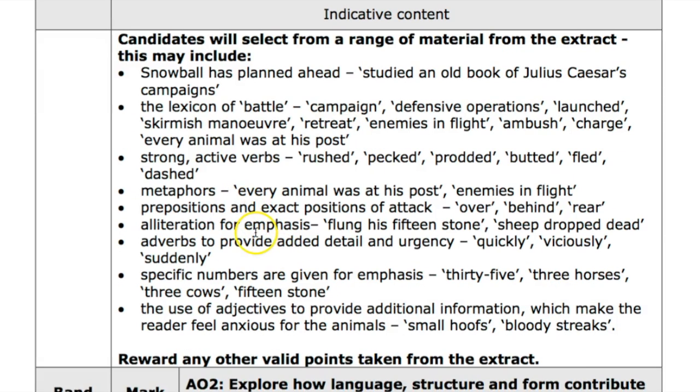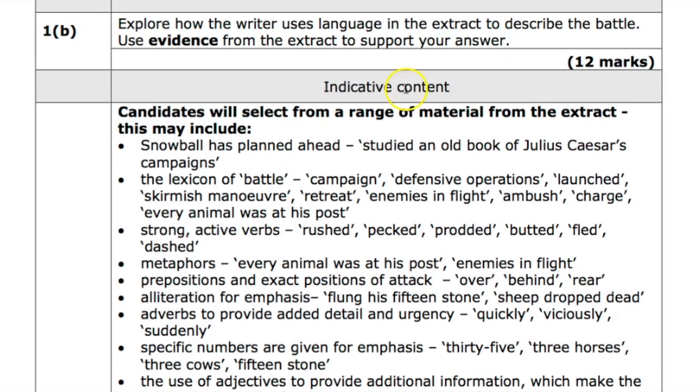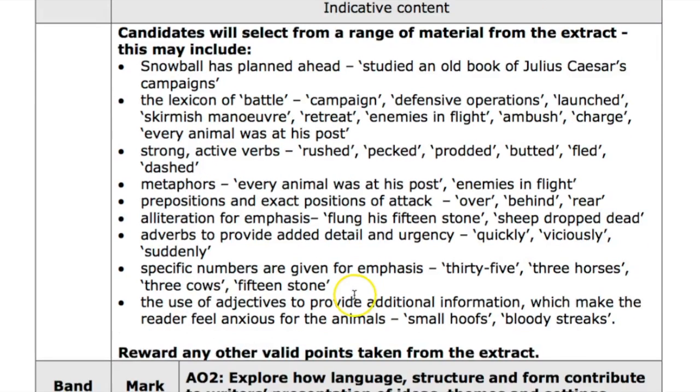Further down, there are some very specific pieces of vocabulary for literary terms. So alliteration for emphasis is a really nice one. Flung his 15 stone, sheep dropped dead. It really drives home the point here, especially in flung his 15 stone. It's a very vivid example, using the alliteration of flung and 15, which really drives that point home. Again, it's all relating to this lexicon of the battle, and it makes the battle seem even more vivid, and it's all part of the description.